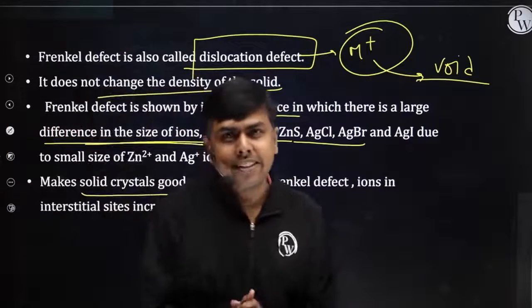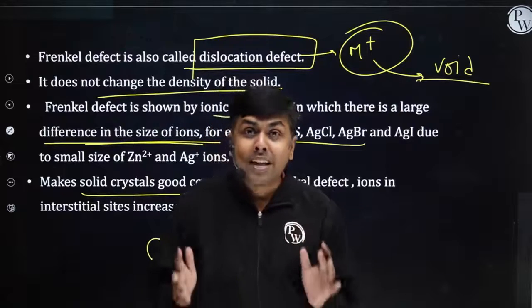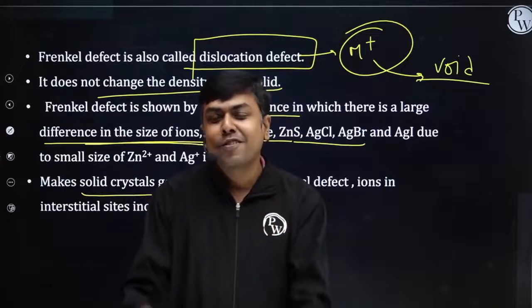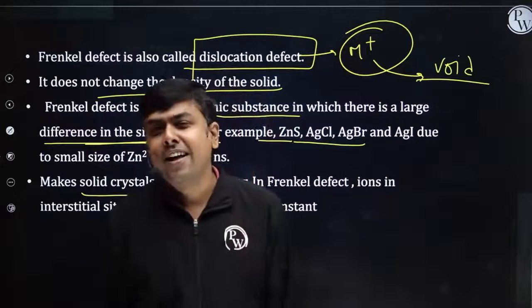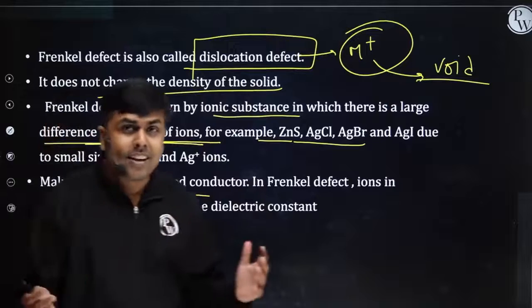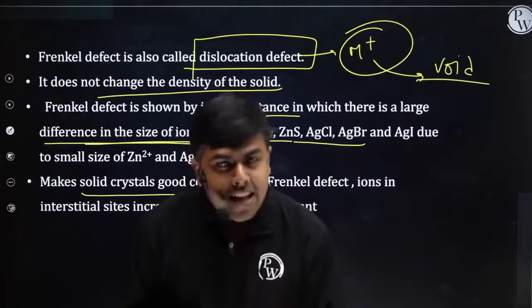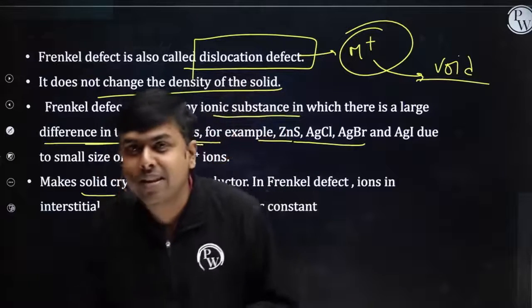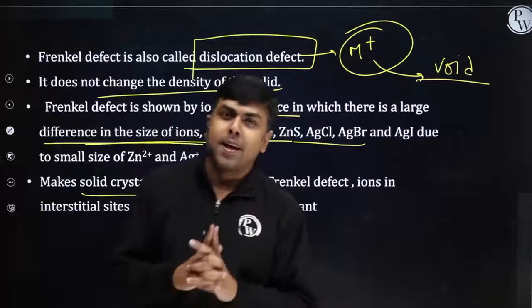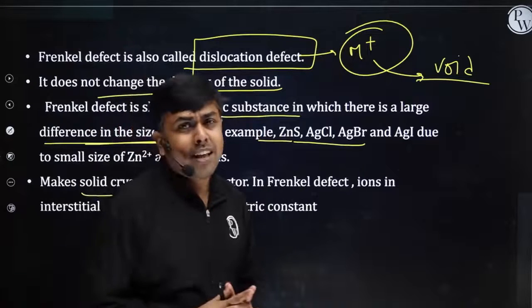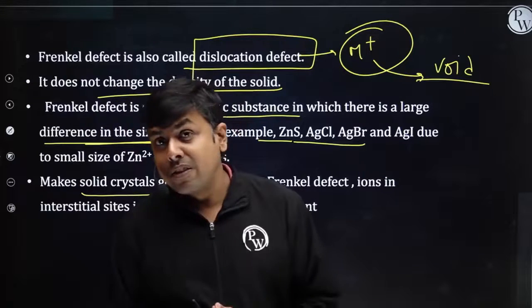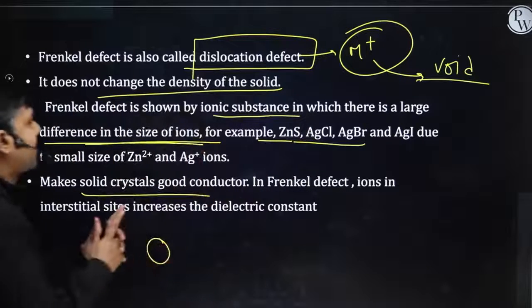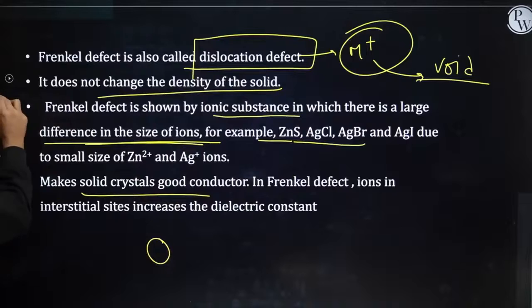Friends, in general, this Frenkel defect is shown by ionic solids where there is a large difference between the size of cations and the size of anions. The best examples are ZnS and silver halides: AgCl, AgBr, AgI. R of Ag plus upon R of I minus is too small. Am I clear? Basically, students, in case of Frenkel defect, such defects make the solid a good conductor of electricity. Right? Let's move ahead.